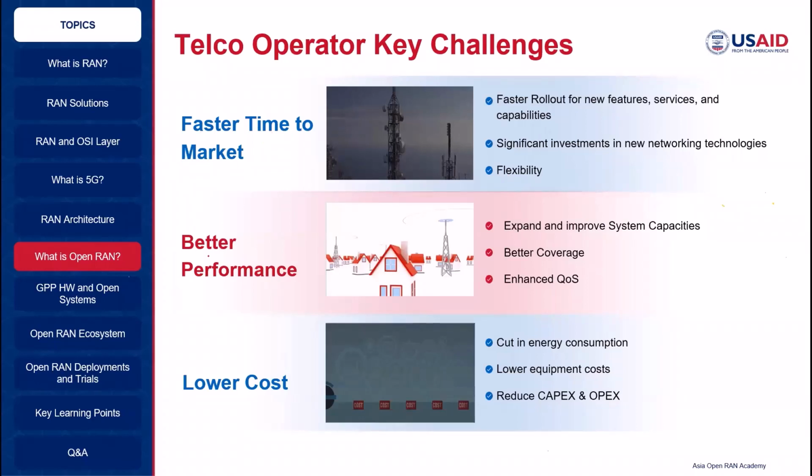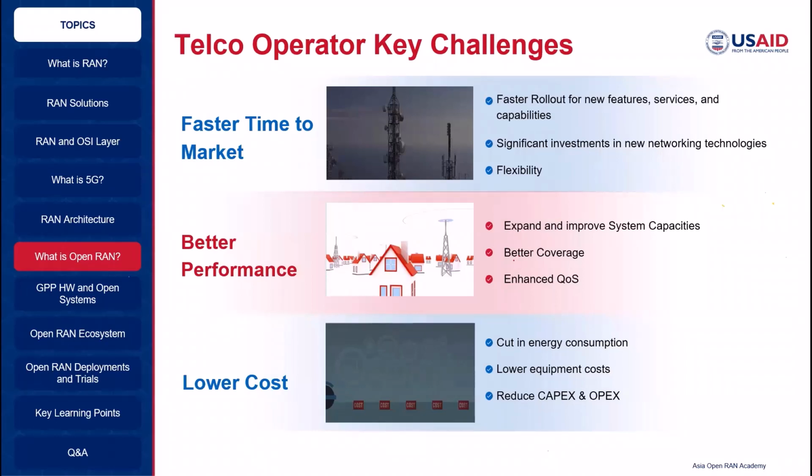Next is the better performance. As your network expands, you need to improve the system capacity. Like for example, yung problema kanina ng isa, malakas yung signal but the data is slow. So that is one of the examples of better performance. Dumadami yung subscriber mo pero yung capacity mo hindi.